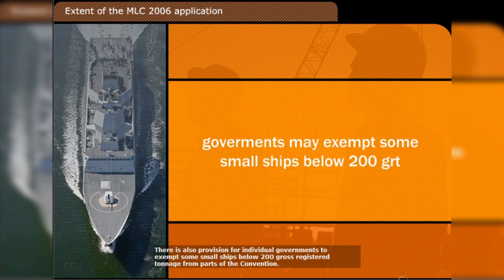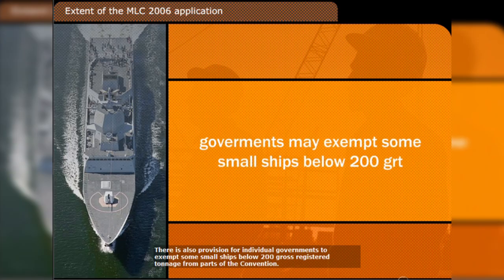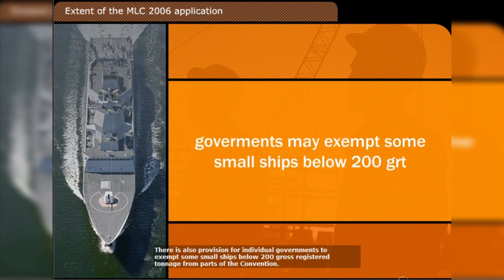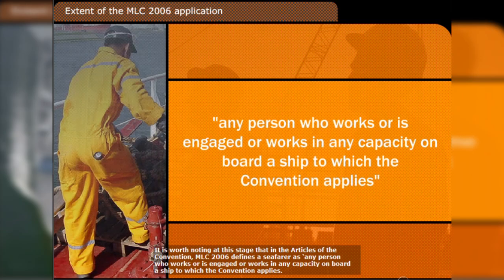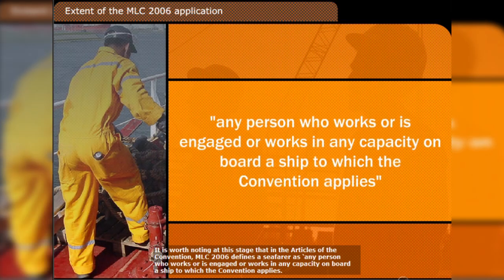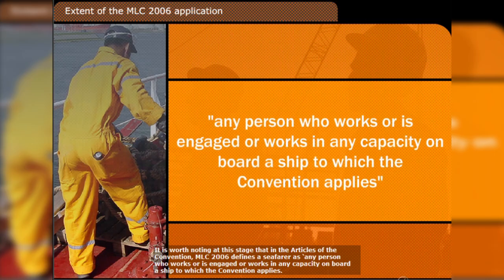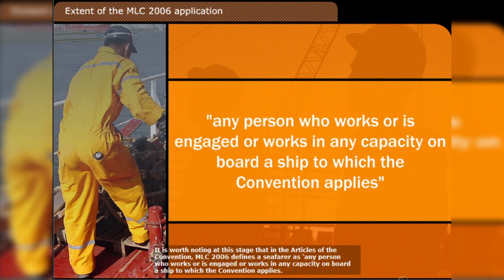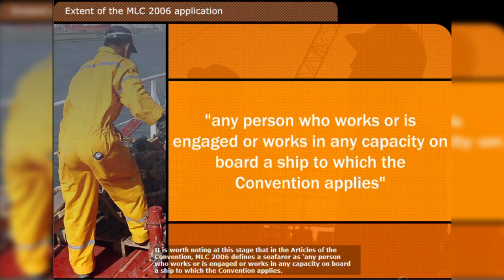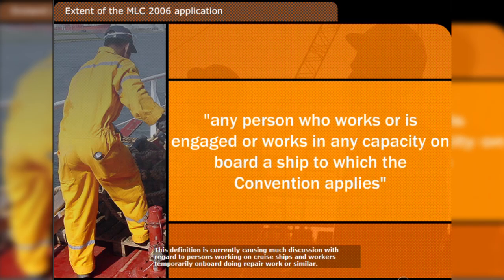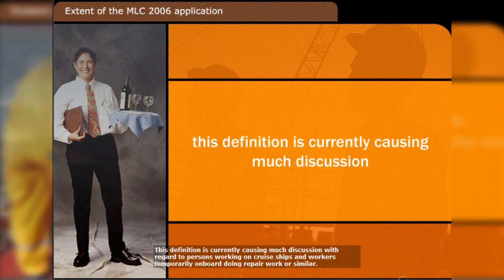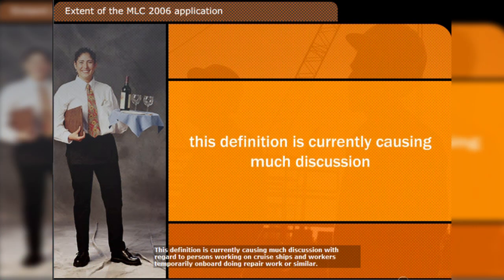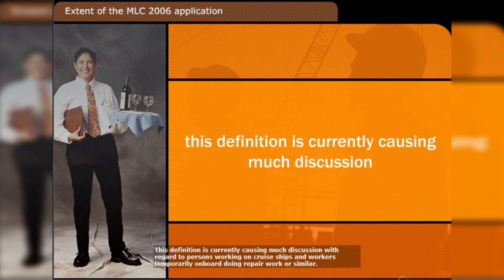There is also provision for individual governments to exempt some small ships below 200 gross registered tonnage from parts of the Convention. It is worth noting at this stage that in the Articles of the Convention, MLC 2006 defines a seafarer as any person who works or is engaged in any capacity on board a ship to which the Convention applies. This definition is currently causing much discussion with regard to persons working on cruise ships and workers temporarily on board doing repair work or similar.